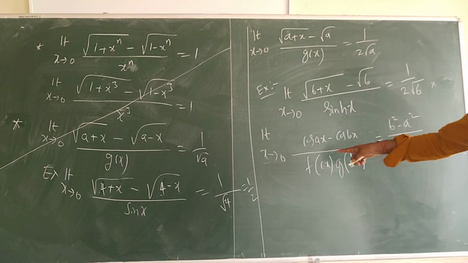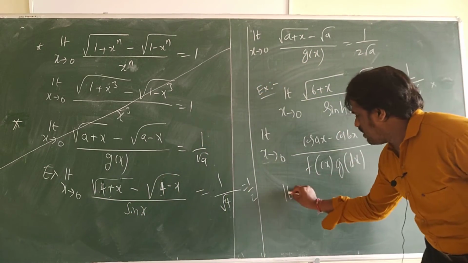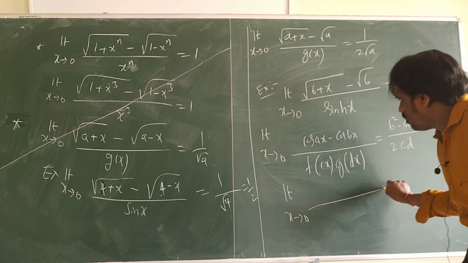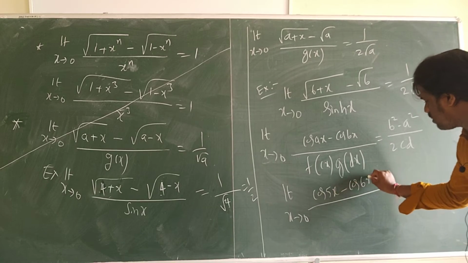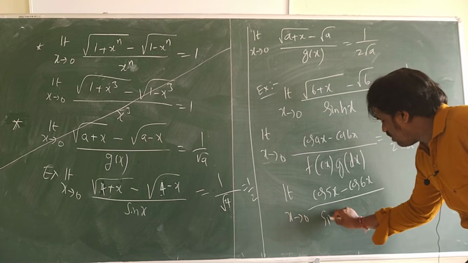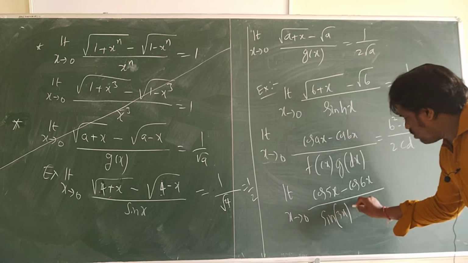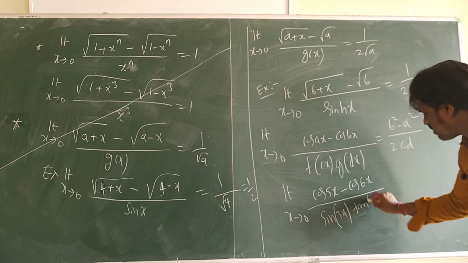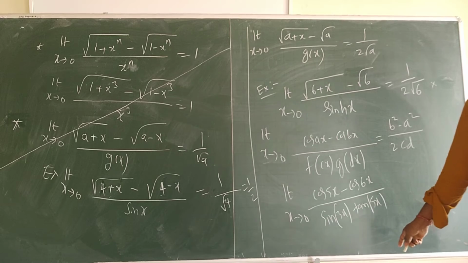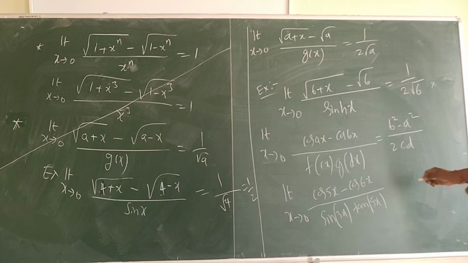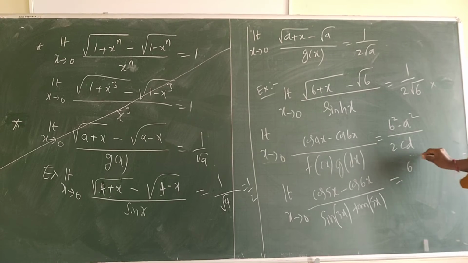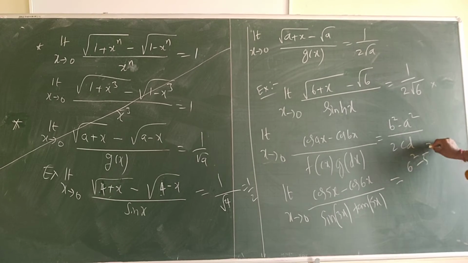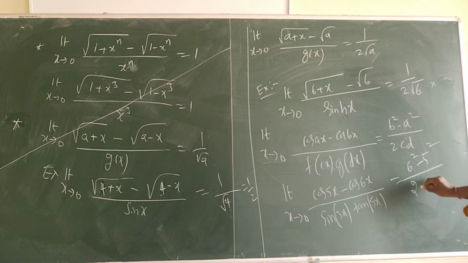So here, for example, limit x tends to 0, you have cos 5x minus cos 6x divided by sin of 3x into tan of 5x. Suppose you have a question like this. So the answer for this one will be b square minus a square, that is 6 square minus 5 square, by 2 times 3 into 5. This will be the answer.